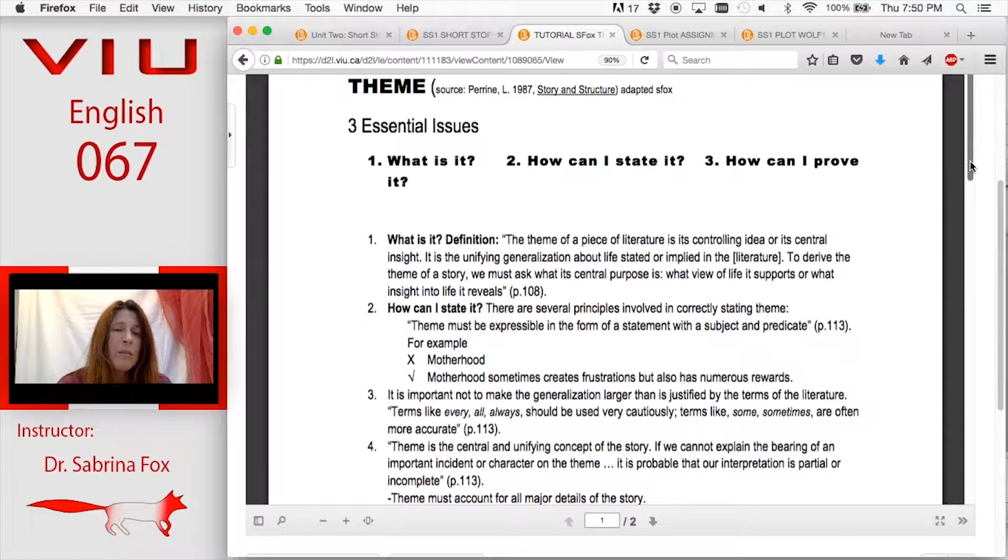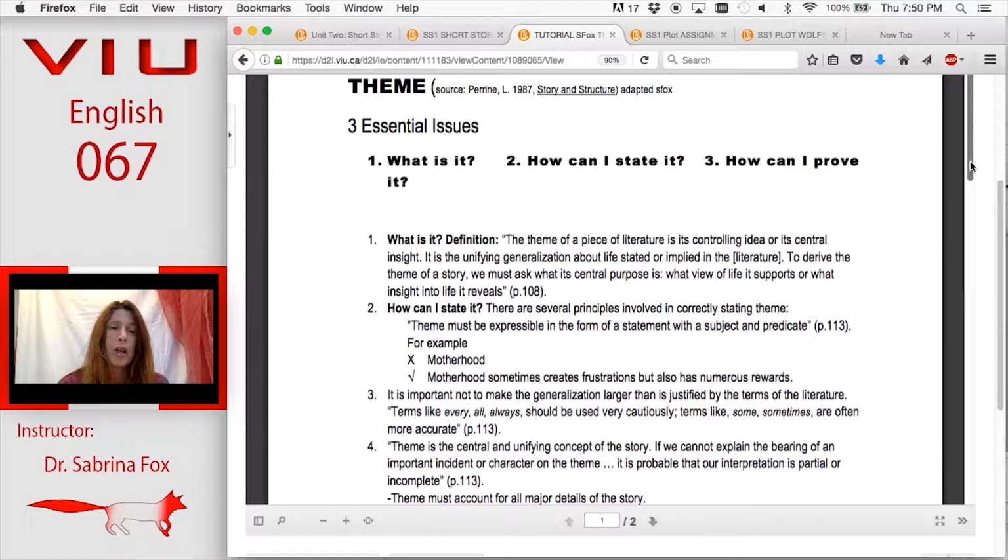What is the theme? The theme of a piece of literature is its controlling idea or its central insight. It's a generalization about life that's revealed by the story, but that also applies in real life. So basically, what idea or insight or understanding about people, relationships, life does the story reveal? That is the theme.